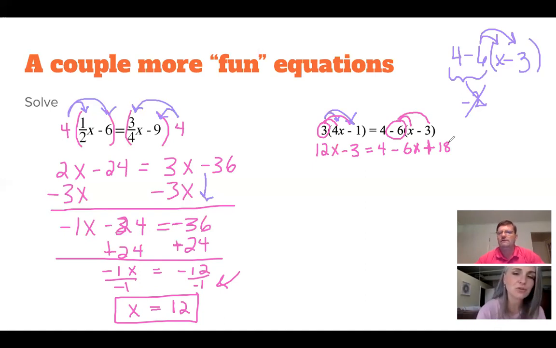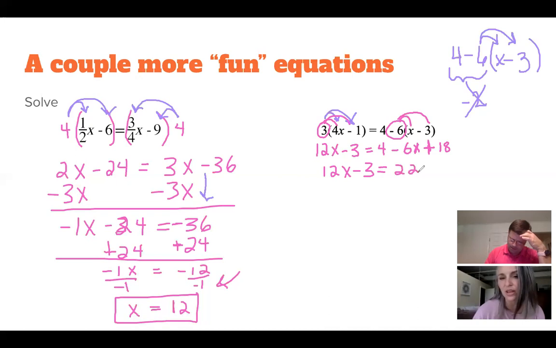And then from this point on, I'm good, right? Y'all really want me to solve this? We haven't done anywhere they have to combine like terms on one side and whatnot. That's it. 12x minus 3. What happens on the right side? The 4 and 18 become 22?